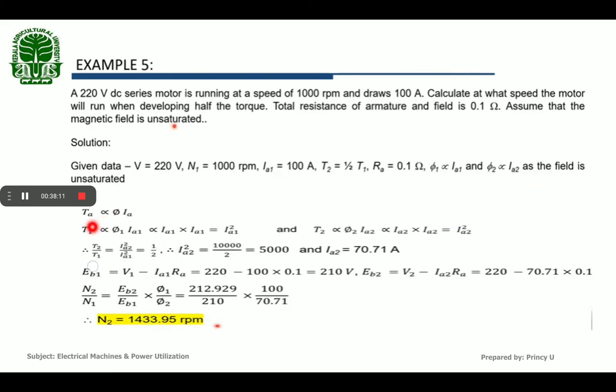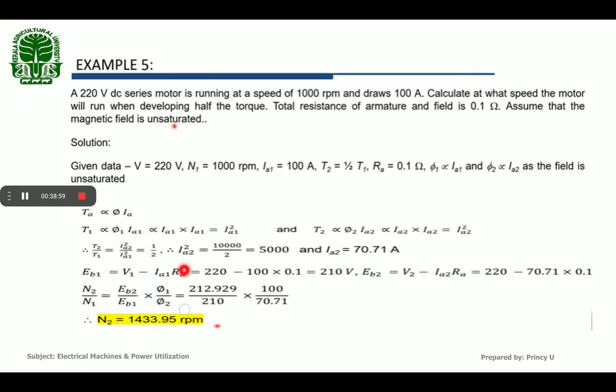We know the torque equation: Ta is proportional to φIa. So in the first condition, T1 is proportional to φ1 into Ia1. It is the unsaturated case, so φ1 is proportional to Ia1, so you can write it as Ia1 into Ia1, which is Ia1 squared. And the torque at the second case, T2, is proportional to φ2 Ia2, which we can write as Ia2 into Ia2, that is Ia2 squared. Now let us take the ratio of the two torques. T2 by T1 is equal to Ia2 squared by Ia1 squared, which should be 1 by 2.